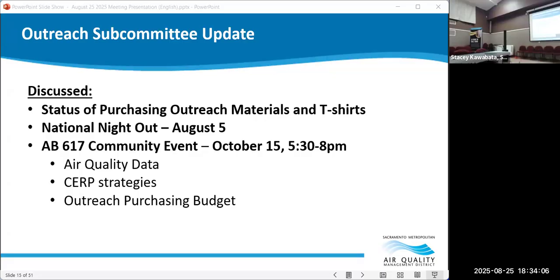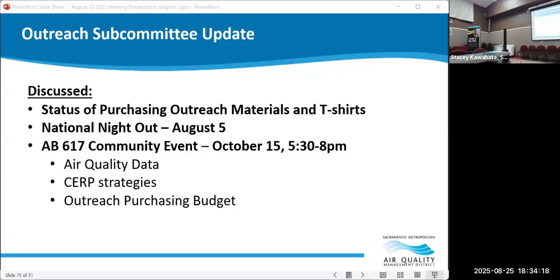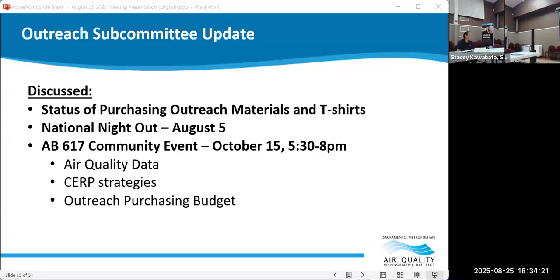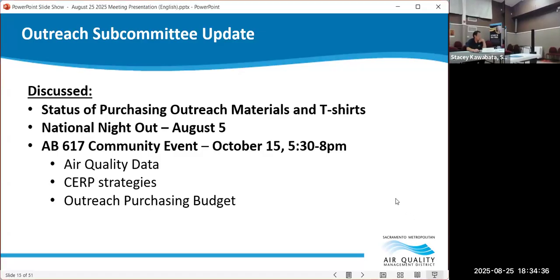And for the last event that is listed, the AB 617 community event, which is taking place on October the 15th from 5:30 to 8. This will include the air quality data as well as certain strategies. But one of the things that will need to be discussed and voted on later today is our outreach purchasing budget, reviewing that, and seeing where we stand as far as requesting approval to use the monies for outreach funds for this event.